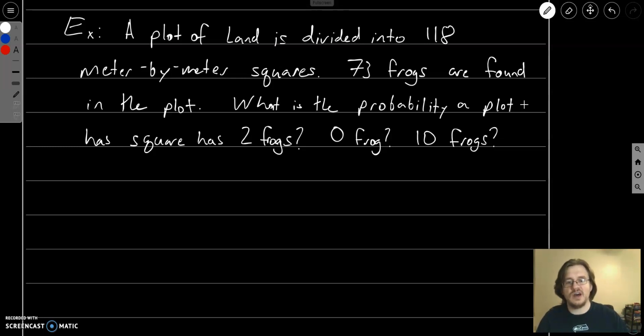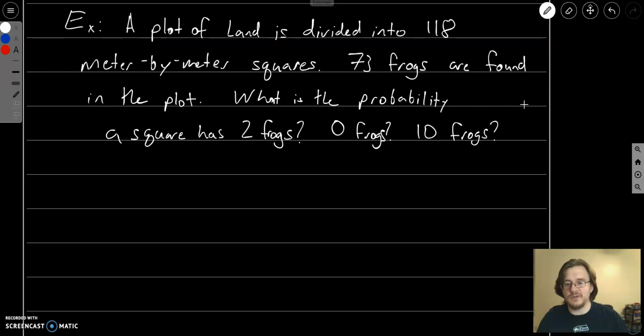So the question is, what's the probability a square has exactly 2 frogs? Or what's the probability that one of these squares has 0 frogs? Or the probability that one of these squares has 10 frogs? So let's focus on one of these. Let's focus on 2 frogs for now. So we need to know all of our numbers here. x is just going to be the number of times that the event will occur. So x here is just going to be 2 frogs.